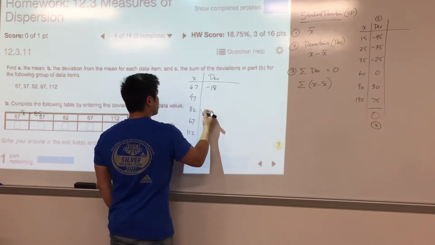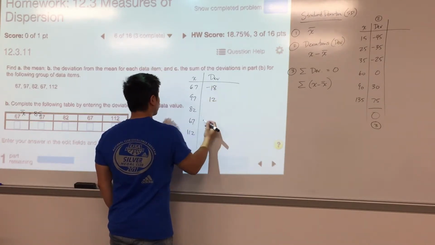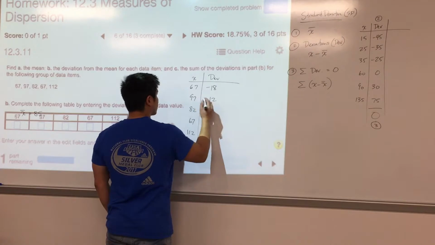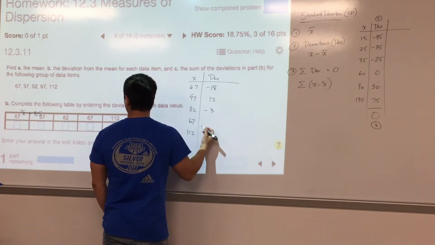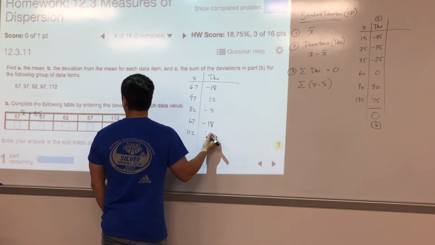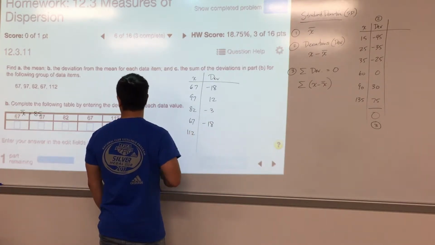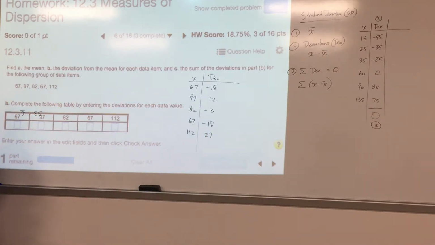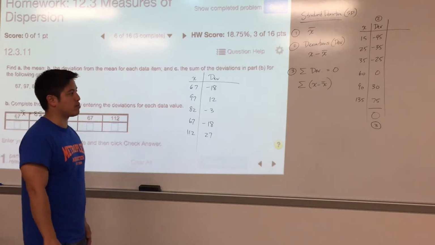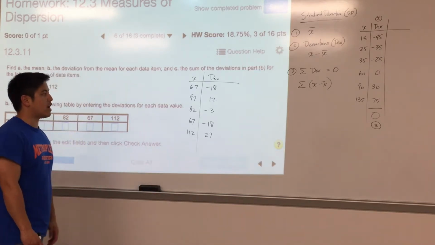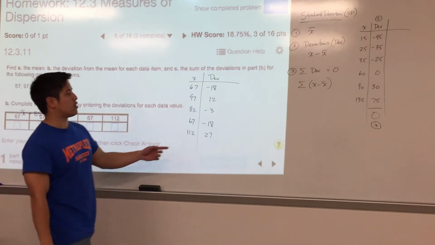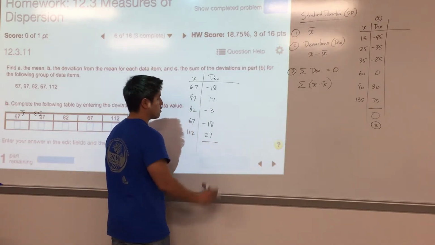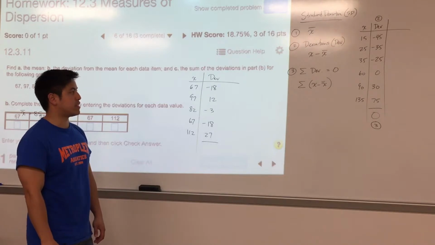Second one? 12. Third one? 82 minus 85, negative 3. Next one, back to negative 18. And then the last one is what? 112 minus 85, 27. Is that correct? Yes. Okay. Make sure you're able to do this, or you're working on your own problem. Just make sure you're being productive. So now, if we do a good job, what should the sum of our deviations be? 0. And are they? Is the sum of our deviations 0?